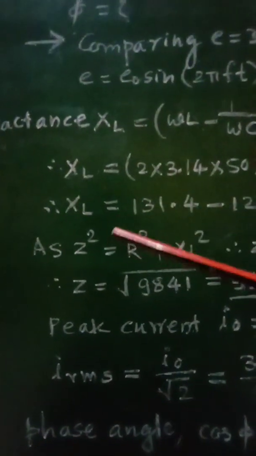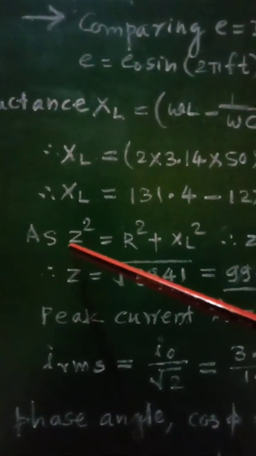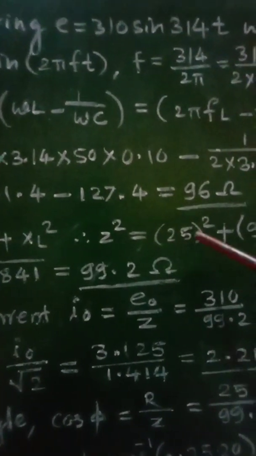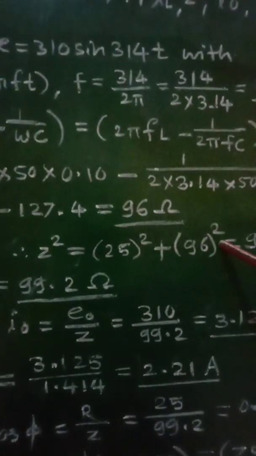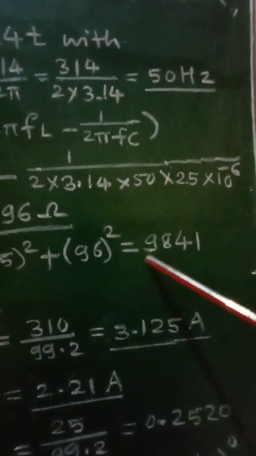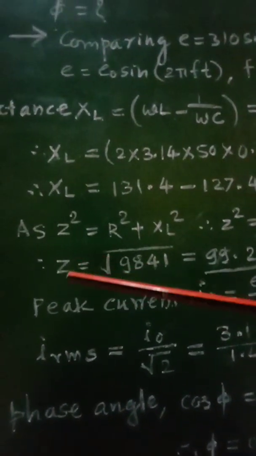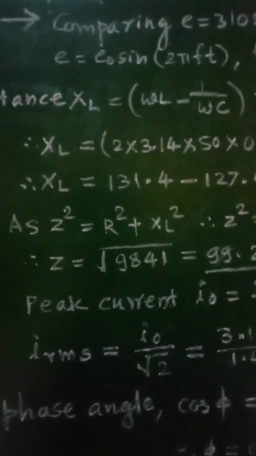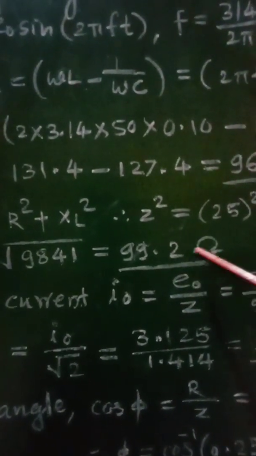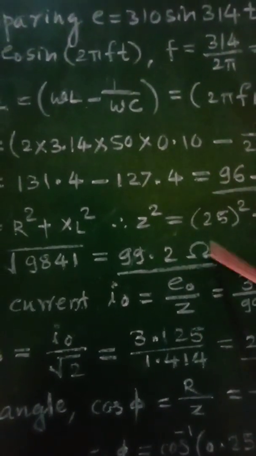Then we know that for impedance, Z square is equal to R square plus XL square. Therefore Z square will be equal to 25 square plus 96 square, which comes out to be 9841, and therefore taking square root we can write Z is equal to square root of 9841, which comes out to be 99.2 ohm. 99.2 ohm, that will be the impedance of that circuit.